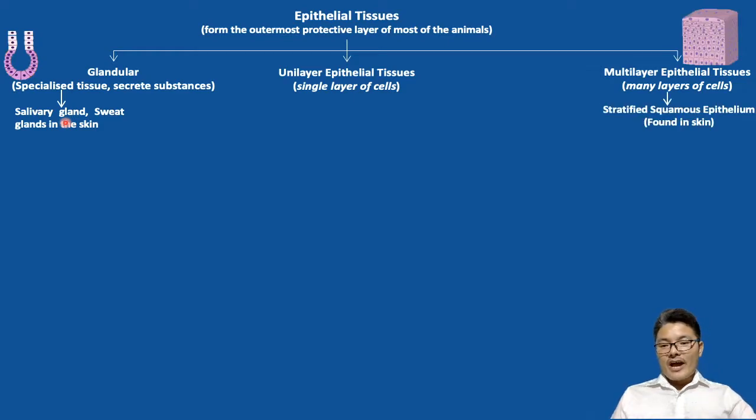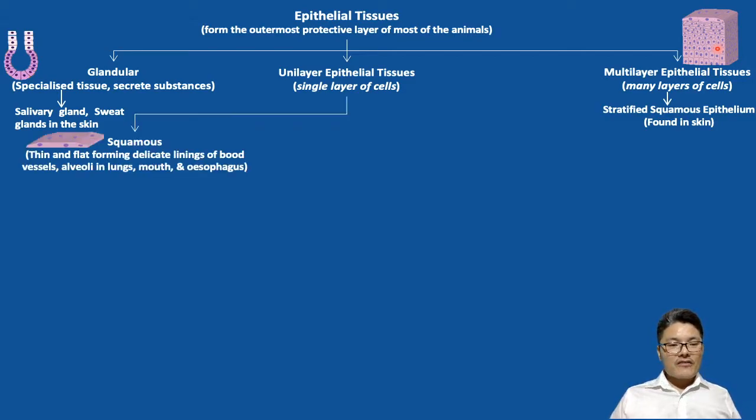Now, regarding multilayer epithelial tissue, we have stratified squamous epithelium. Stratified here refers to having layers of cells, having zones of cells. As you can see in the image, there are many layers of cells, or many strata, zones, or regions of cells forming many-layered epithelial tissue, and these are found in skin.